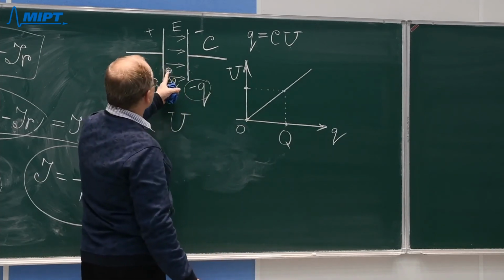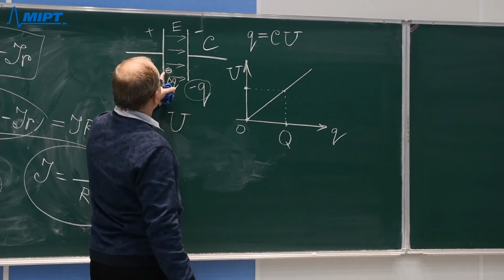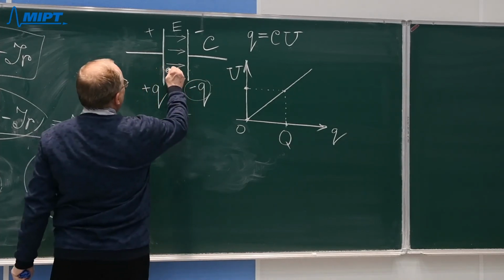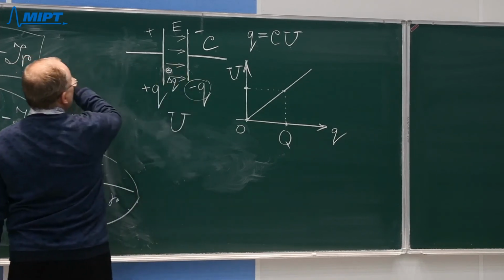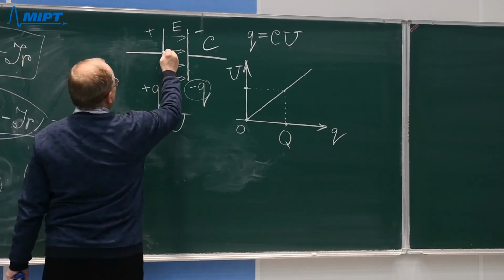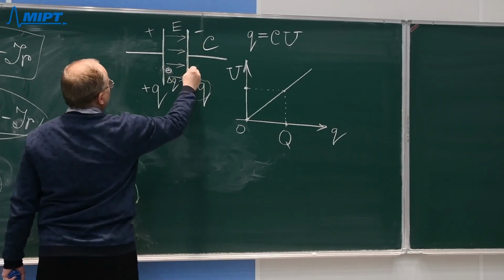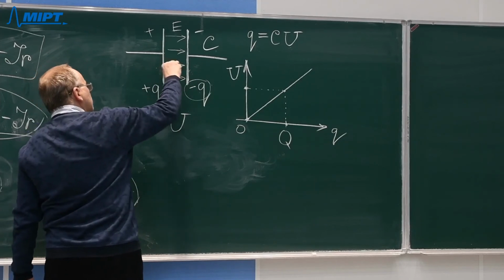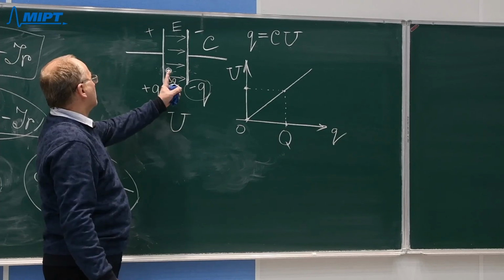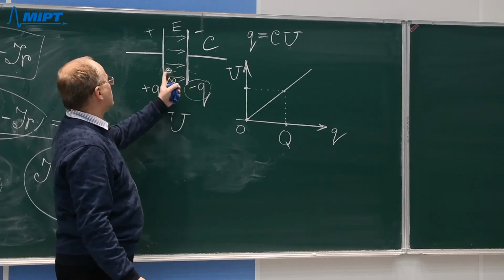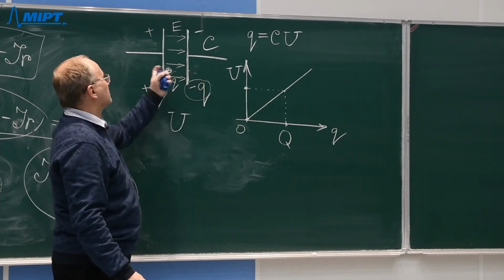If we take some charge here and move it to the right-hand side plate, there will be a force acting on the negative charge. The negative charge will be attracted to the positively charged plate and will be repelled by the negatively charged plate. So we will move this charge against the forces of the electric field. It means if we really want to move some charge here, we will have to produce external work against the forces of the electric field.